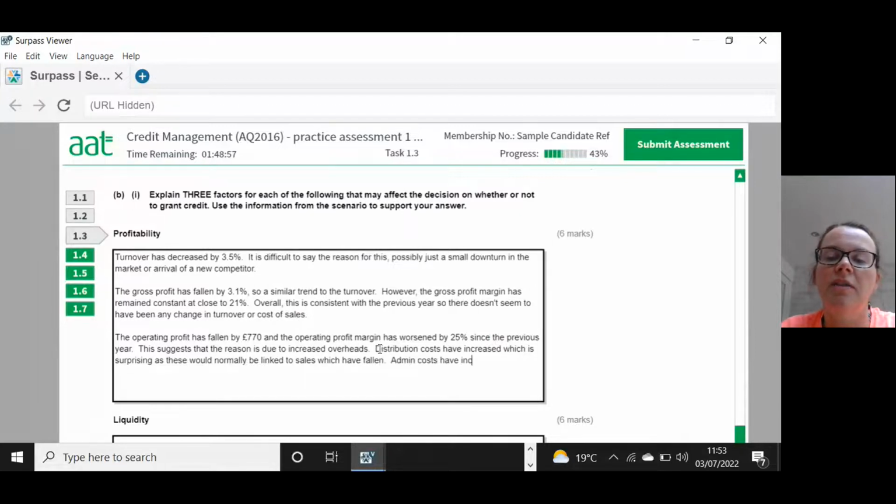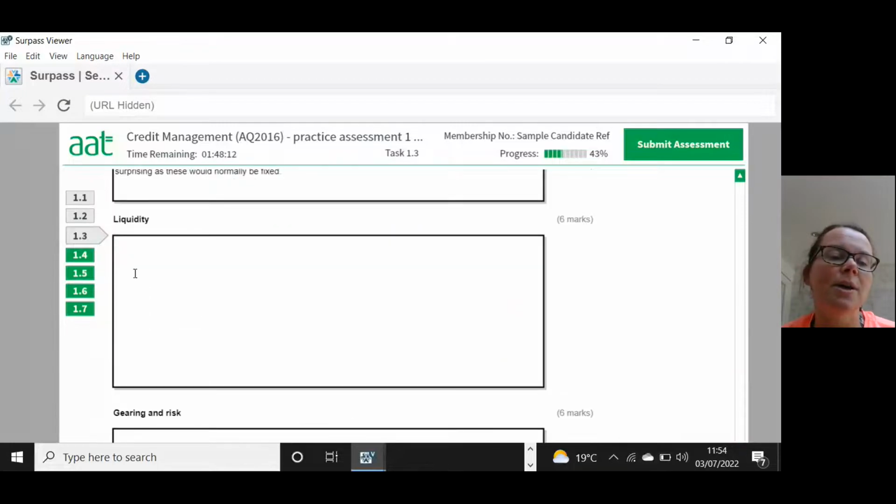Admin costs have increased, which is surprising as these would normally be fixed. Right, so just maybe thinking about the cost behaviour a little bit there as well. Now that's probably what I would do exam-wise. Again, their answer, you only got 6 marks altogether. They've talked as well about interest cover, but you've only been asked to explain 3 factors. So going into the exam, if you're thinking turnover, gross profit, operating profit as the 3 things that you would speak about here.